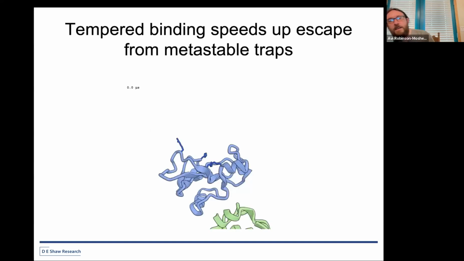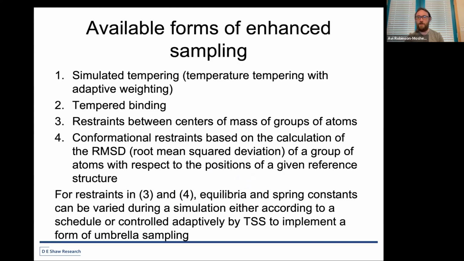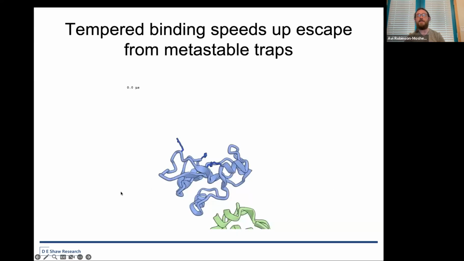Cool. Okay, so here's an example of using this and showing how it helps you escape from metastable traps. This is Barnase and Barstar, which is sort of a workhorse system for looking at protein-protein interactions. Barnase is in blue and Barstar is in green, I believe.